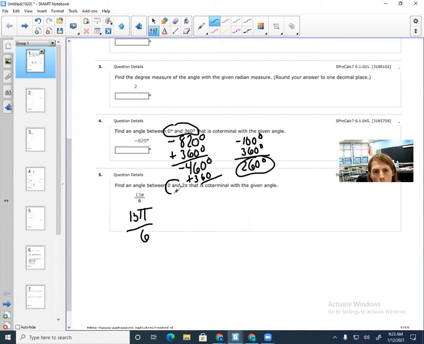Okay. So on this one, this is 13 pi over 6. Notice it has to be between 0 and 2 pi. So I'm going to subtract 2 pi. Now, I need that as a fraction. So I'm going to make that 12 pi over 6, which gives pi over 6. And is pi over 6 in between 0 and 2 pi? Yes, I'm done.